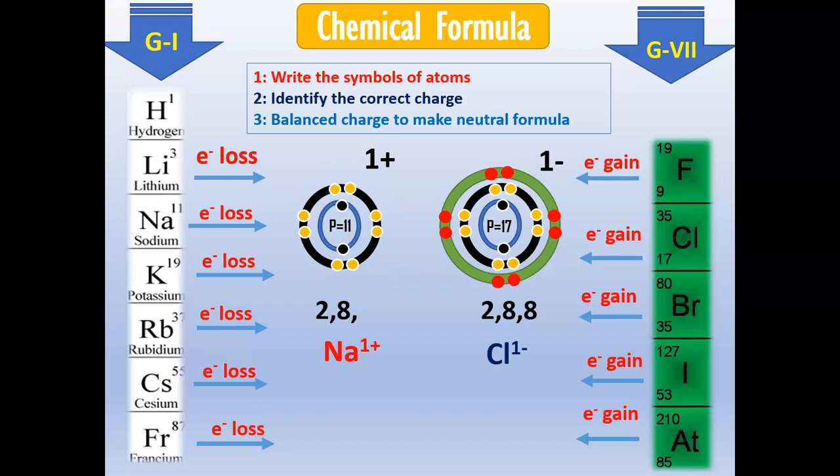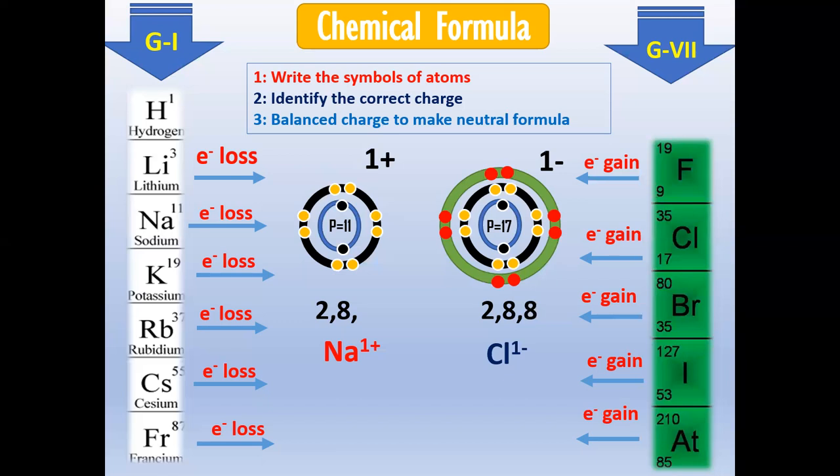Now, in this way, sodium and all metals of group 1 get a +1 oxidation state. Why? Because they are losing 1 electron. While in group 7 of the periodic table, all atoms get a -1 oxidation state because they are gaining 1 electron to complete their octet rule.